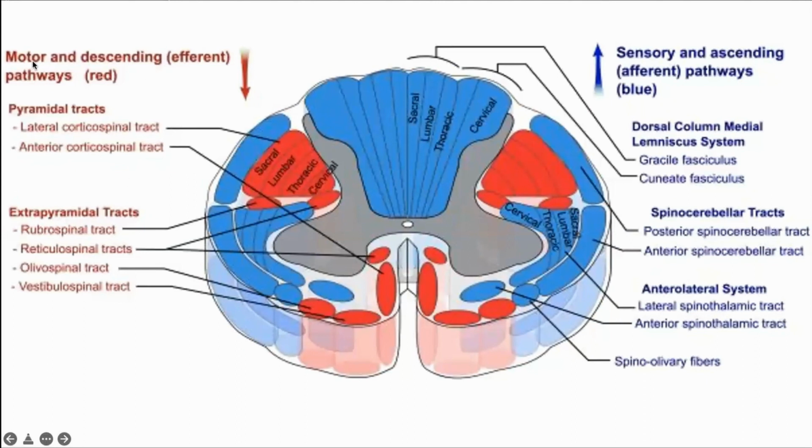But to the left, these are motor or descending tracts. Remember, we said that the motor tracts are the ones coming from the primary motor cortex in the brain, and we call them descending because of the direction of the information. There are different types of tracts. You don't have to know the tracts, this is just to orient you as to the complexity of it. You have pyramidal tracts and extrapyramidal tracts, including the corticospinal and the lateral and anterior corticospinal, depending on where they are situated.